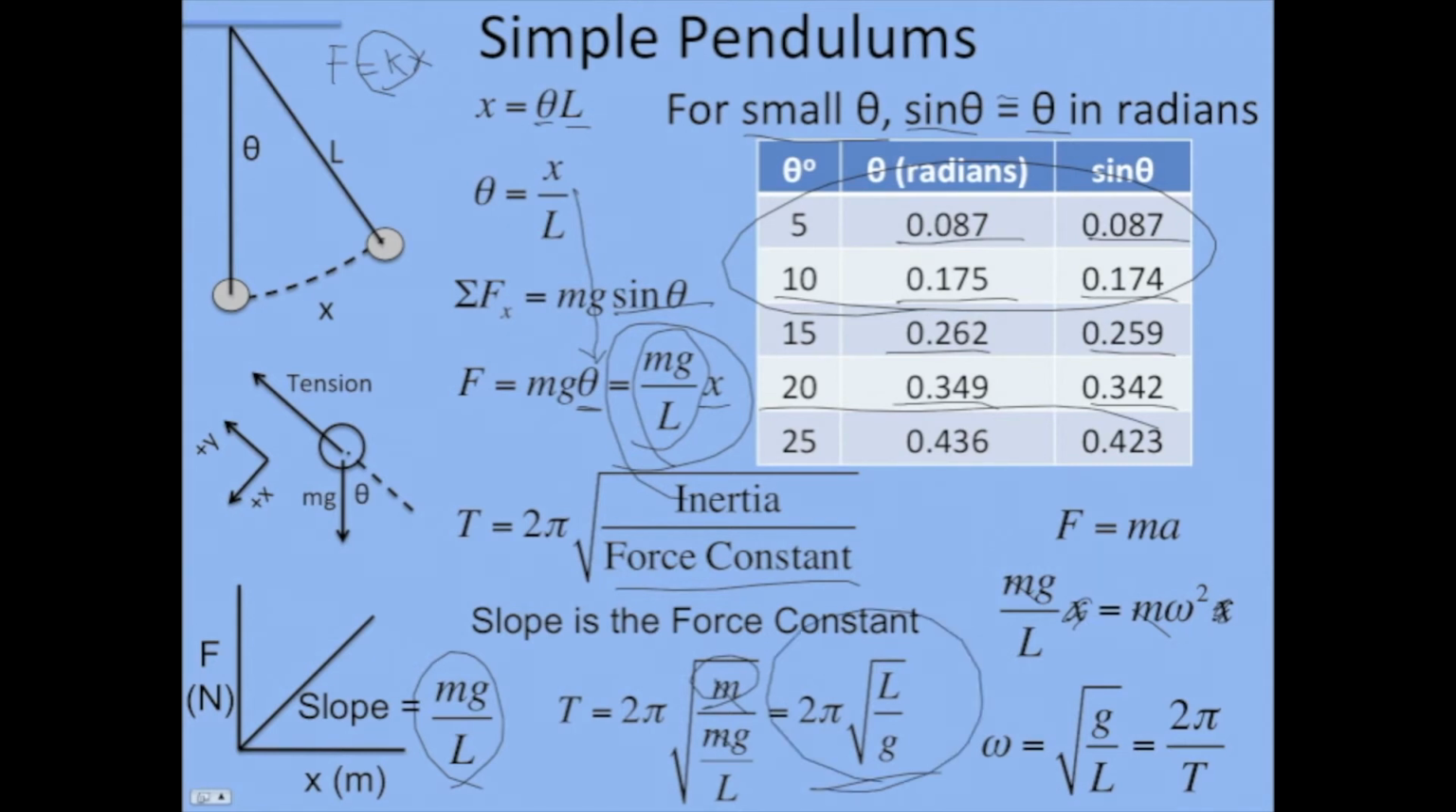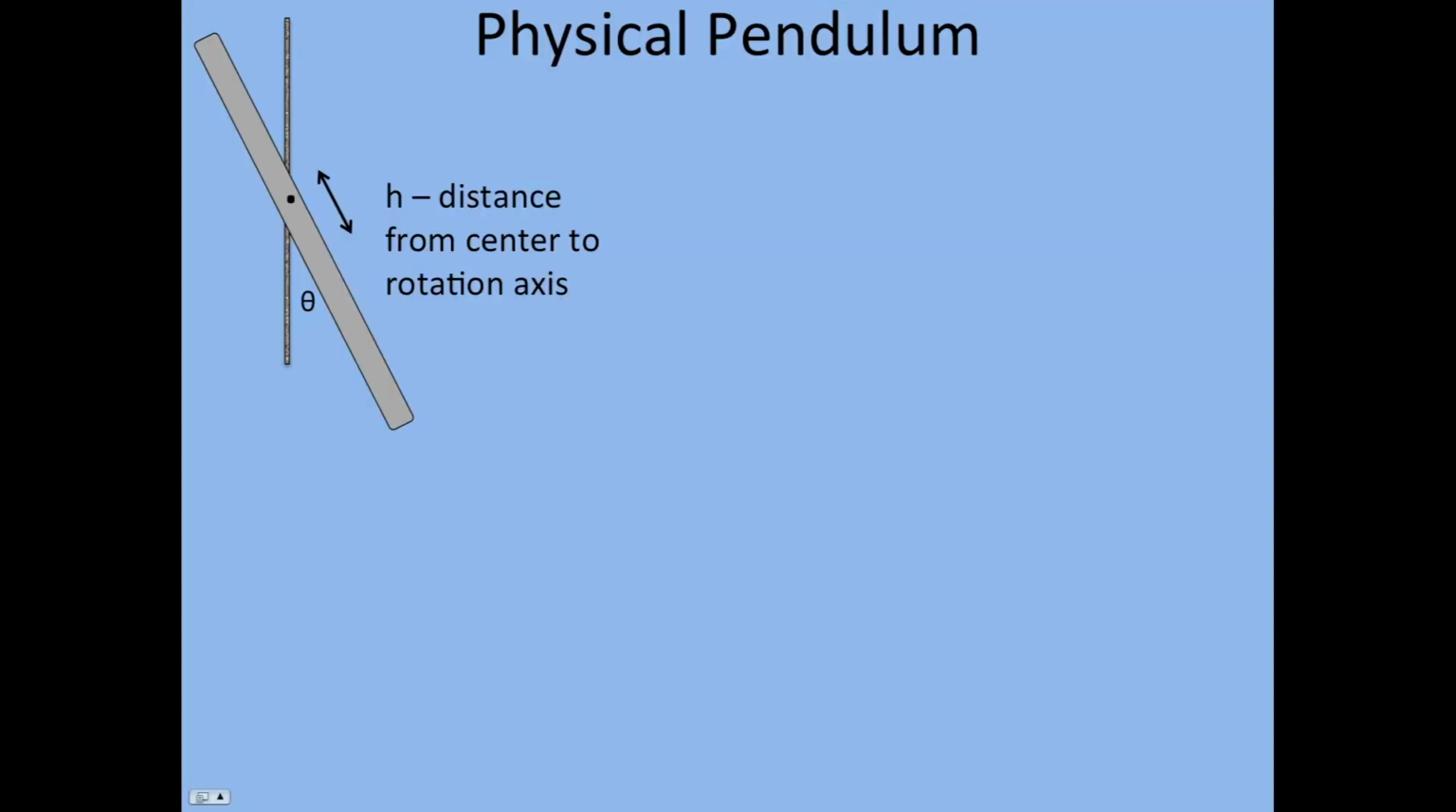Solve for the period, you get the same thing. And so you can solve for it 2 different ways. Okay, let's take a look at a physical pendulum.